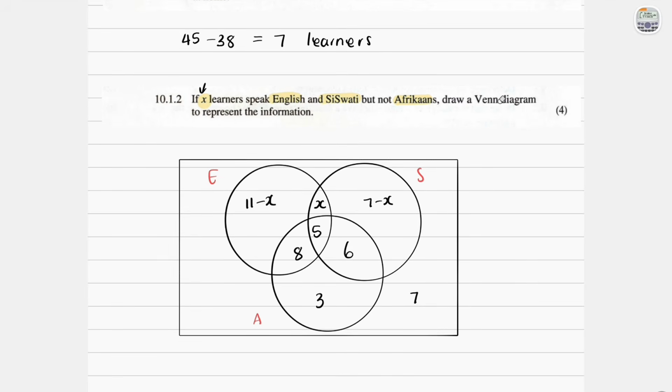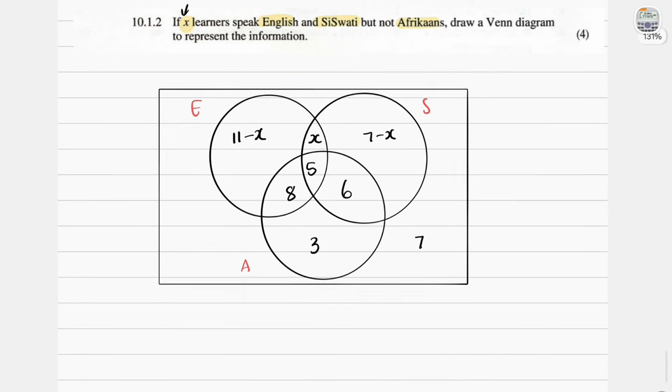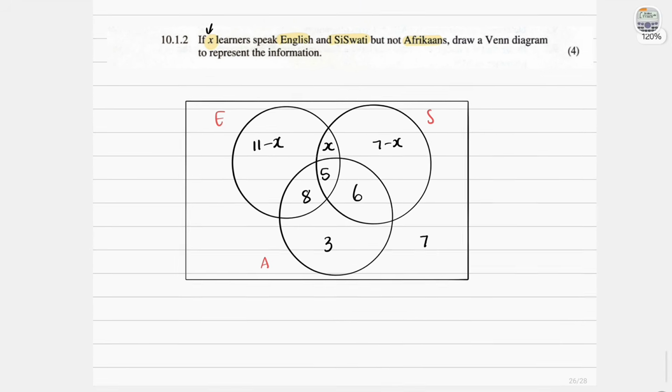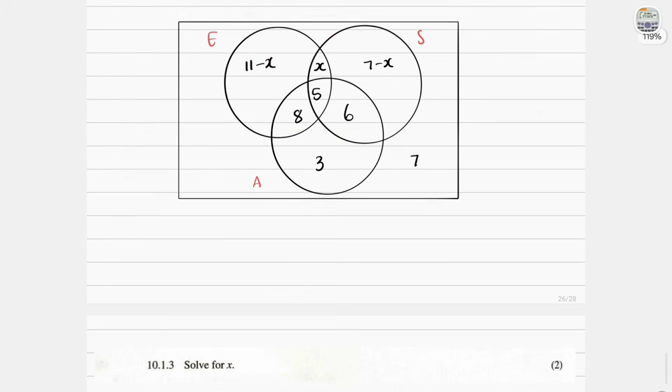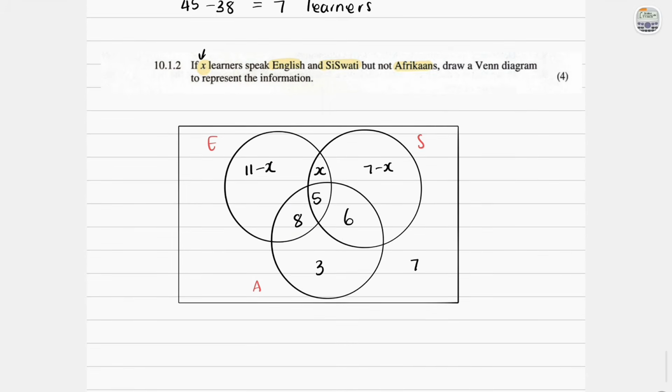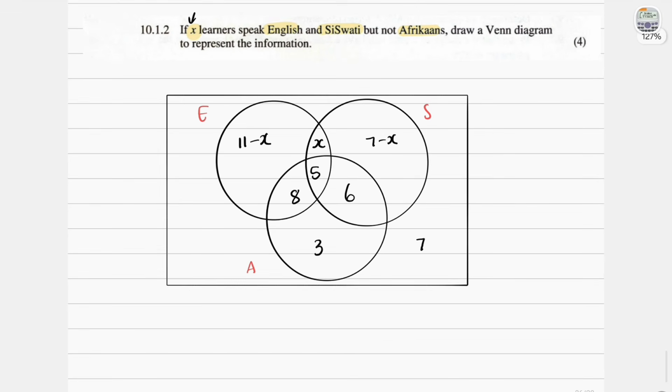Because they said we just need to draw the Venn diagram with the given information, this is our Venn diagram. And moving on to the next question. Question 10.1.3 says we need to solve for x. Now, there are 2 ways to solve for x in this case. We could use the fact that we know the entire Venn diagram consists of 45 learners, so we could add everything up and say it is equal to 45.